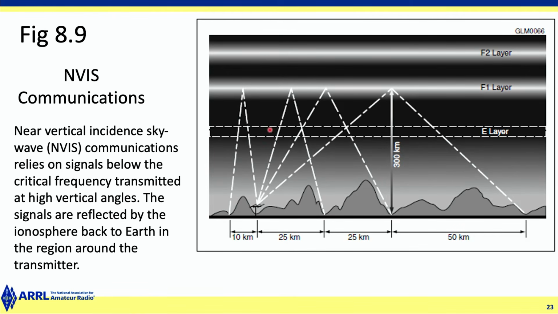And here's how it works. Signal goes straight up, comes right back down. Straight up, comes back down. Generally within about a 300 mile range.